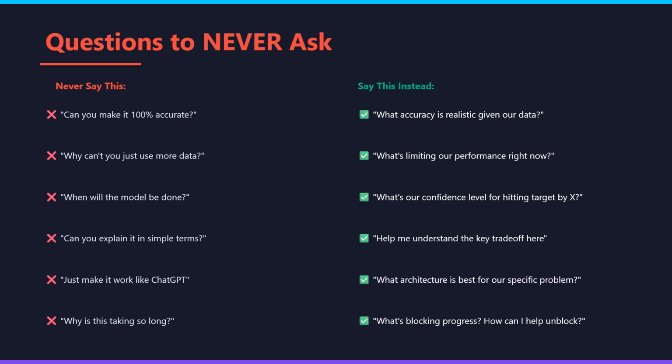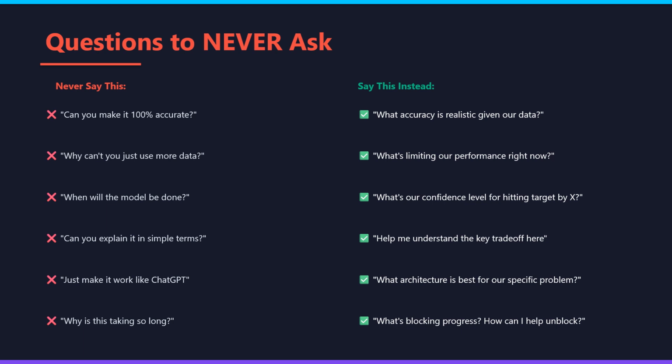Okay. And never ask, just make it work like ChatGPT. Instead ask, what architecture is best for our specific problem? ChatGPT is a specific model for a specific purpose, right? Your problem might need something completely different. So this question reveals you think all AI is the same.